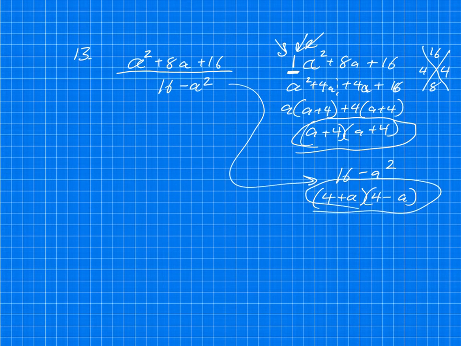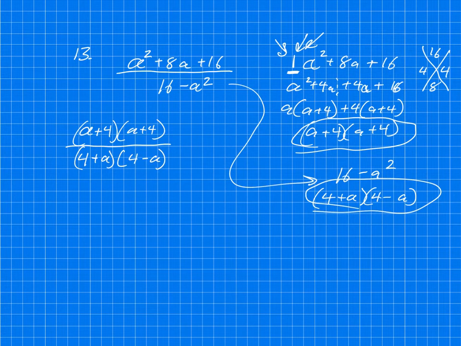I know that was a lot of work, but let's go ahead and put it all together. All the hard work is done. Now we just need to finish. So we have a plus 4 times a plus 4 on top. And on the bottom, we have 4 plus a times 4 minus a. So now let's be careful. There's no opposites here, but there are two terms that are the same. Can you tell which ones they are?